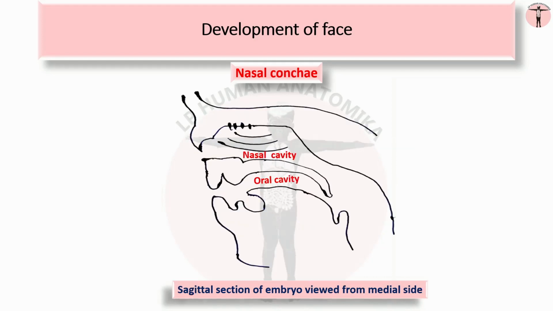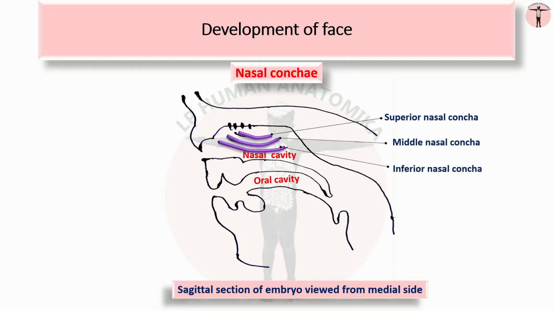While the choanae are forming, the superior, middle and inferior nasal conchae develop simultaneously as elevations from the lateral walls of the nasal cavities. Simultaneously, the ectodermal epithelium in the roof of the nasal cavity becomes specialized to form the olfactory epithelium. Some epithelial cells differentiate into olfactory receptor cells. The axons of these cells constitute the olfactory nerves, which grow into the olfactory bulbs of the brain.